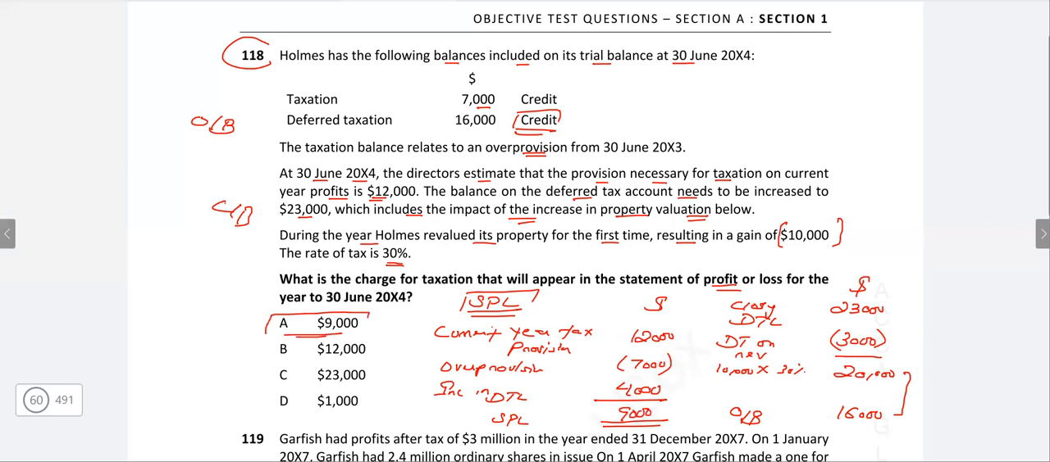This closing deferred tax liability, which is 23,000, is your non-current liability. And this current year tax provision of 12,000 is your current liability. So this is how you are supposed to do the deferred tax questions in the exam, both in the objective test case questions and the final account question.